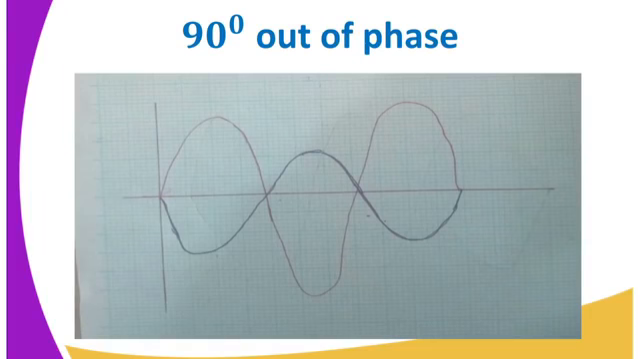The two waves have the same frequencies, and they are traveling in different directions. So that is when we say that a wave is 90 degrees out of phase.